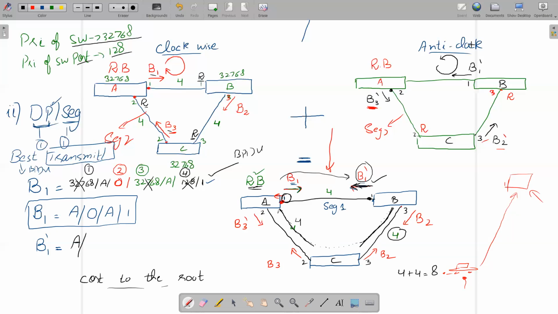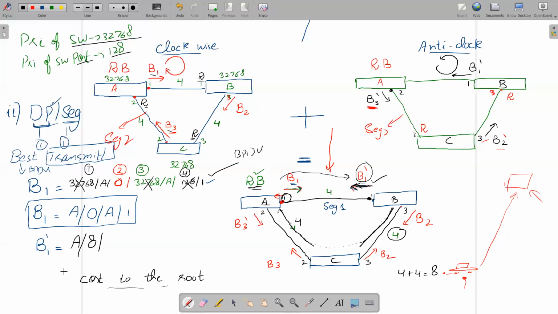Guys, are you with me at this point? This is a very interesting and important point. So, cost to the root means just focus on the direction. And when you focus on the direction, you need to move back to the root bridge. So the 4 plus 4 would be 8. So the cost is 8.